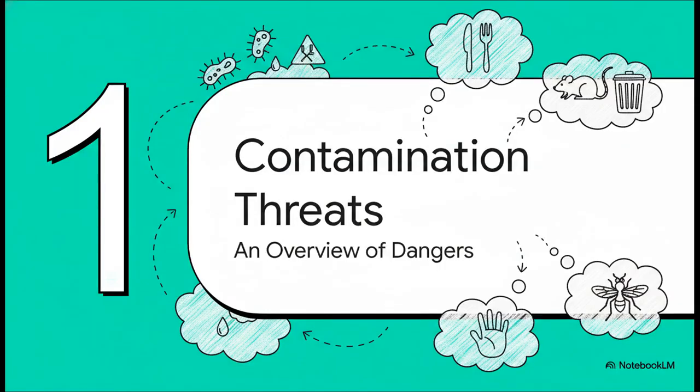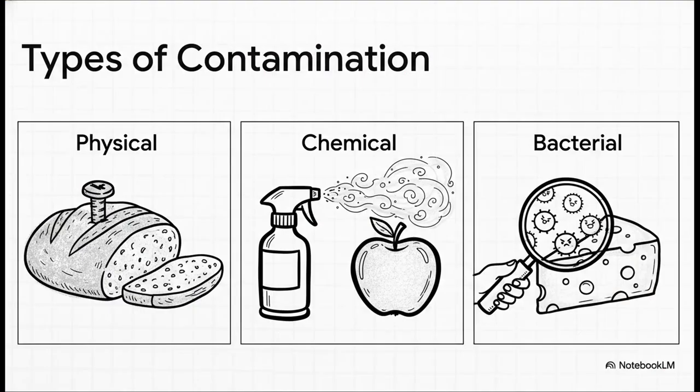How does perfectly good food get contaminated in the first place? Well, it really boils down to three main threats. Understanding these is absolutely the first step to preventing any problems. These threats range from the completely obvious to the totally invisible. We're talking about physical things you can actually see, chemical substances you often can't, and then microscopic organisms that are completely invisible to the naked eye.